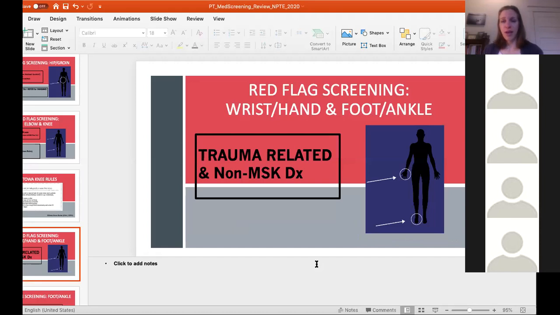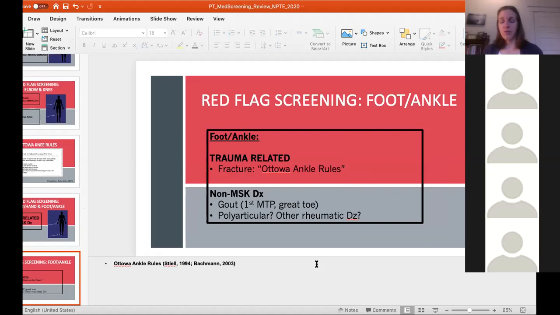And wrist and hand, foot and ankle, we're getting away from the viscera, so we don't have as many red flags that have to do with referral. Hopefully you guys are noticing that. But some of our red flags or some of our referral-based diagnoses are going to be due to trauma usually, and or some sort of rheumatologic condition. So foot and ankle, Ottawa ankle rules is going to be our differential diagnosis. And then we mentioned gout above, and then other rheumatic diagnoses or disease if an individual has multiple joints involved.